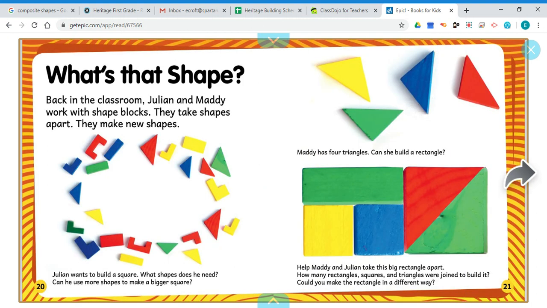Back in the classroom, Julian and Maddie work with the shape blocks. They take shapes apart, they make new shapes. Maddie has 4 triangles. Do you think she can build a rectangle? Help Maddie and Julian take this big rectangle apart. How many rectangles, squares, and triangles were joined to build it? Can you make the rectangle in a different way, do you think?